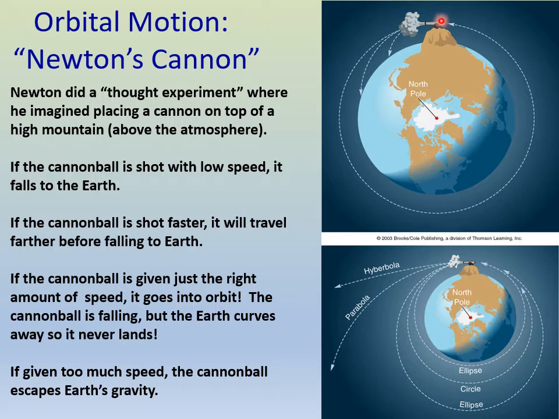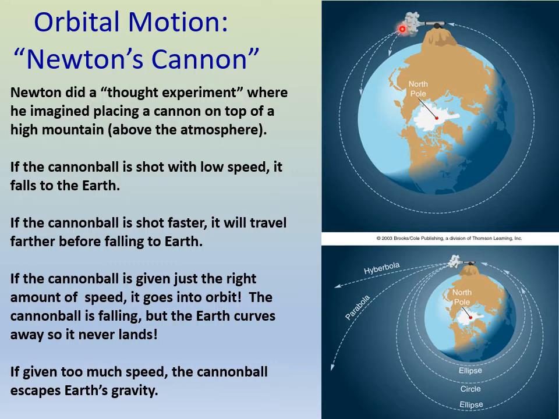So, Newton imagined taking this cannon and pointing it horizontal, not up or down, but straight out sideways, and firing the cannon off of this mountain. What would happen here is the cannonball would shoot out of the cannon and come down and fall and hit the Earth somewhere below. So Newton realized, what happens if we make the cannon a little more powerful and shoot this cannonball out a little farther? Well, now the cannonball, since it's going faster, is going to travel farther before it comes down and crashes onto the Earth.